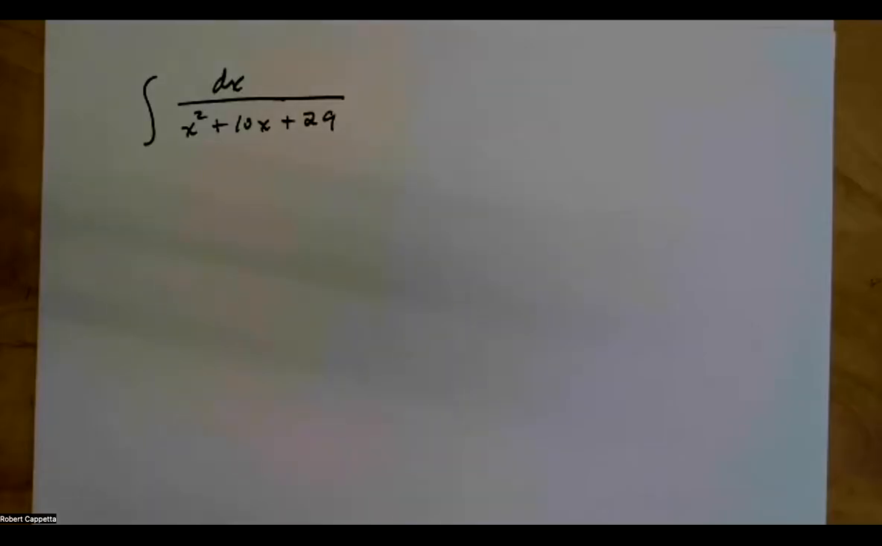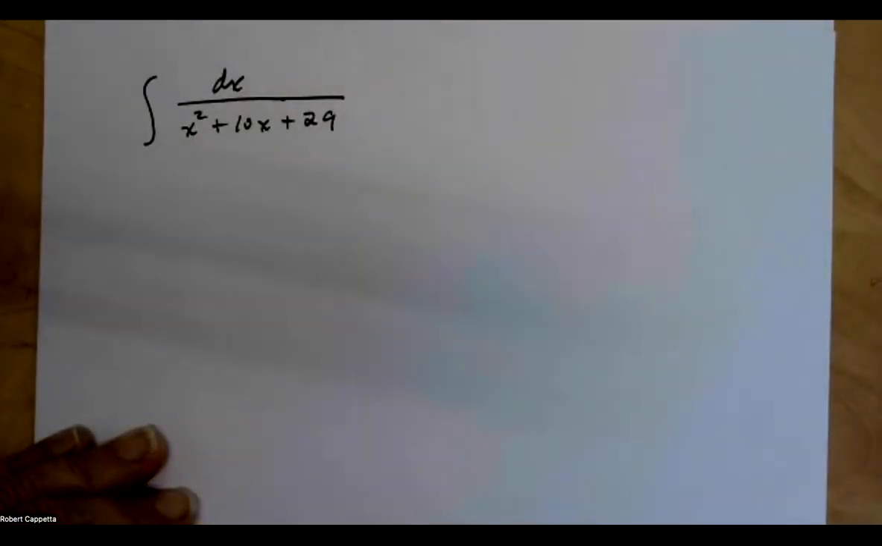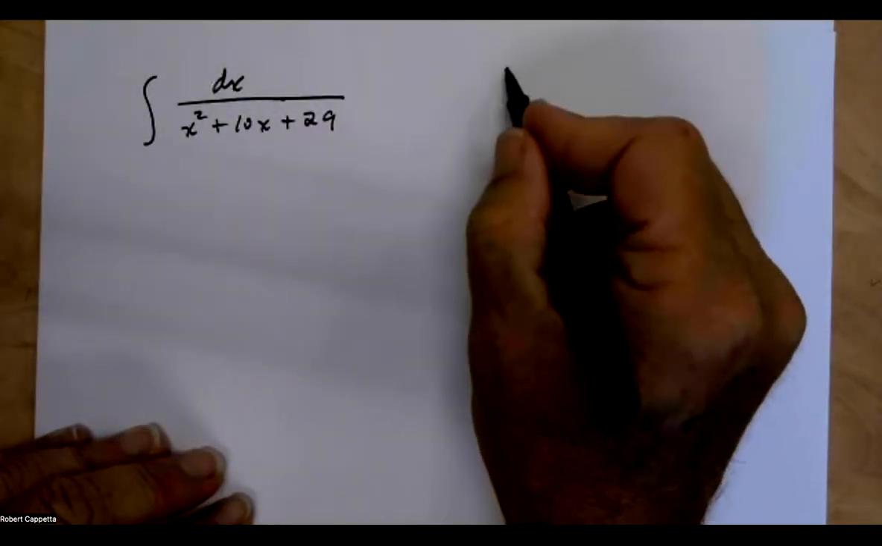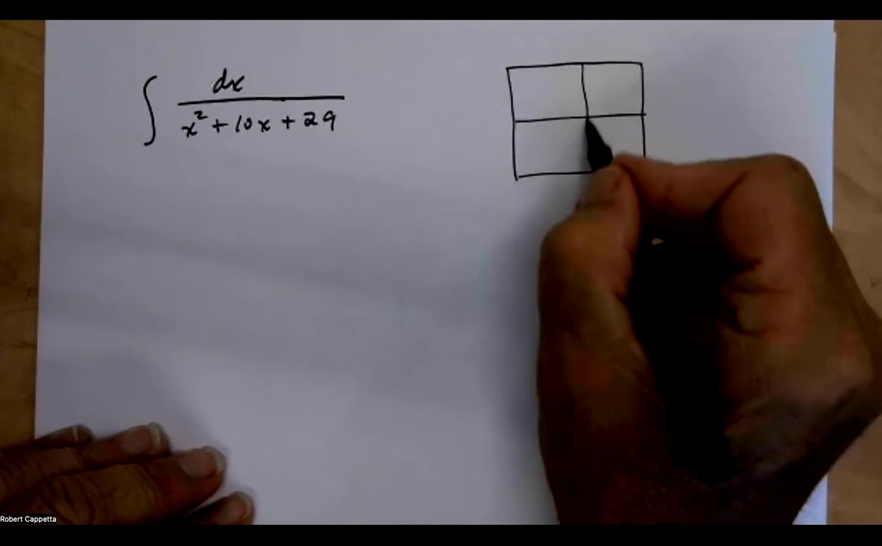Okay, in this lesson, we're going to look at the integral of 1 over x squared plus 10x plus 29. When you see a denominator like that, the first thing you try to do is factor it to see if you can use partial fraction expansion. But you try a couple times, and you'll realize there's no way that can factor.